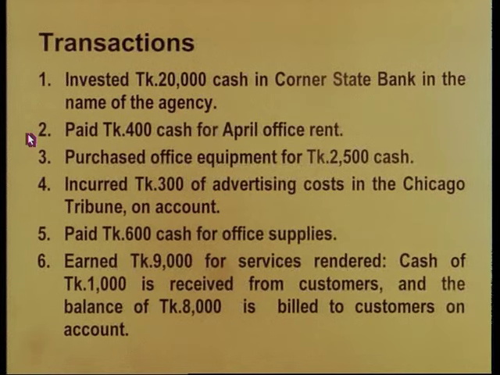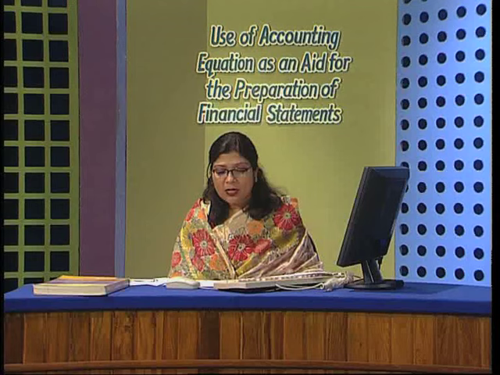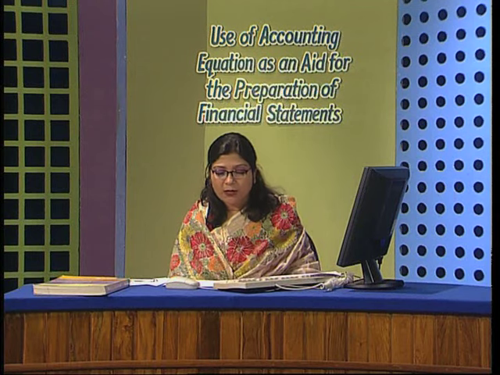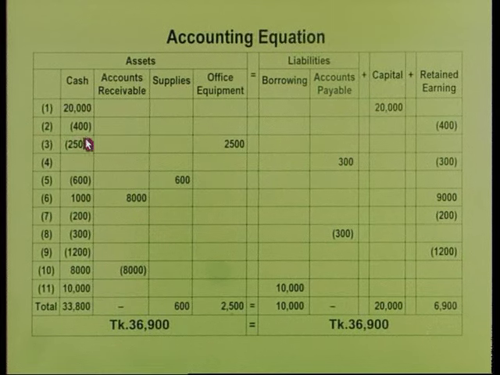The second transaction, which is pay taka 400 cash for April office rent. Now look at the accounting equation again. Cash will decrease by 400, which is given within parentheses since this is a negative balance or cash outflow. At the same time, it is an example of an expense. That is why the retained earning will also decrease. You can look at the retained earning column, that retained earning has been decreased by 400 taka.